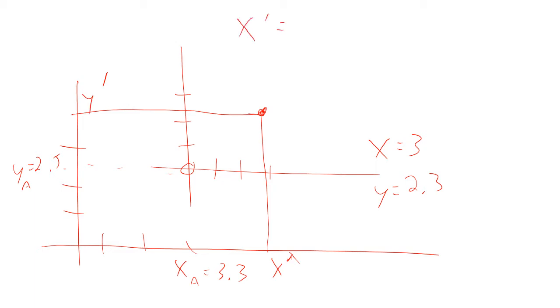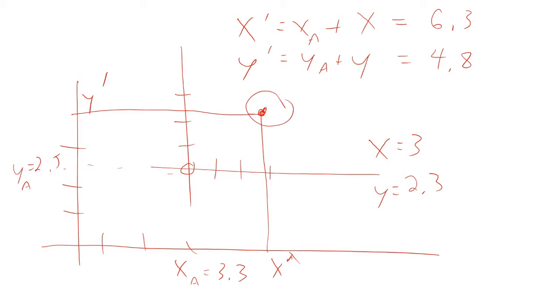Well, x prime is going to be equal to the x of the axis plus the x in the other coordinate system. And y prime will be y of the axis plus the y. So in other words, that would be equal to 6.3, and this would be equal to 4.8. And that is the idea of relative position. So I can give position relative to one axis or position relative to another axis. It does not change where this thing really is located. It just changed what I call it.